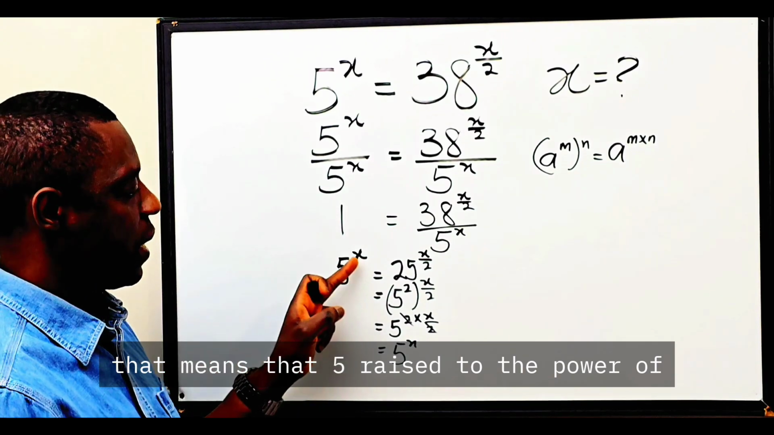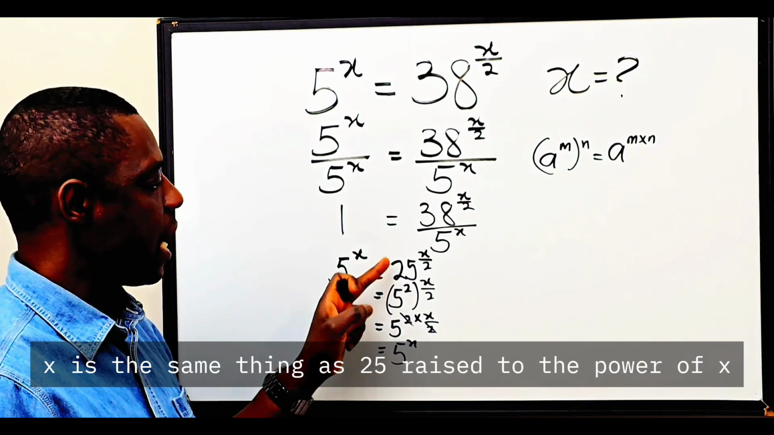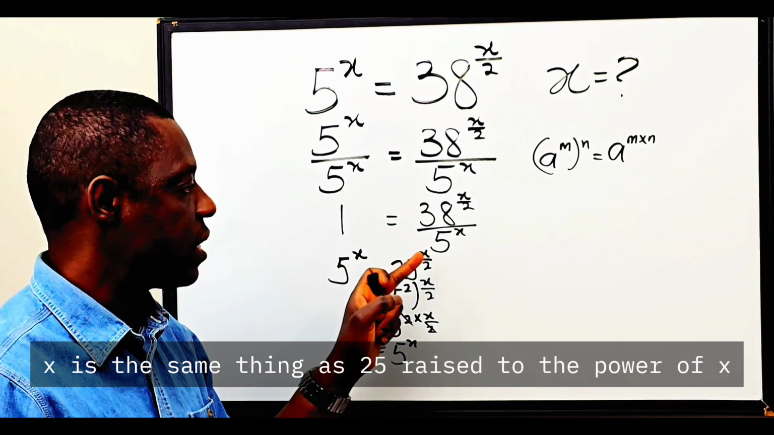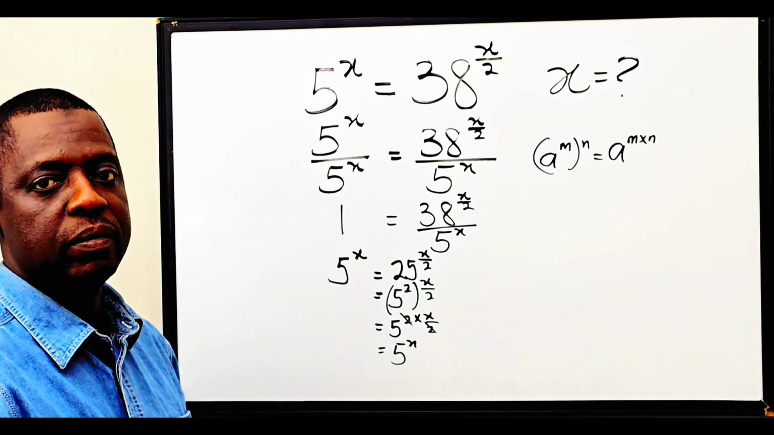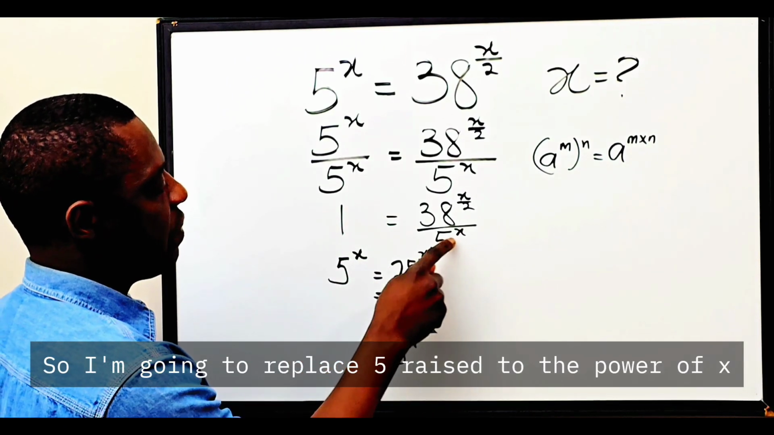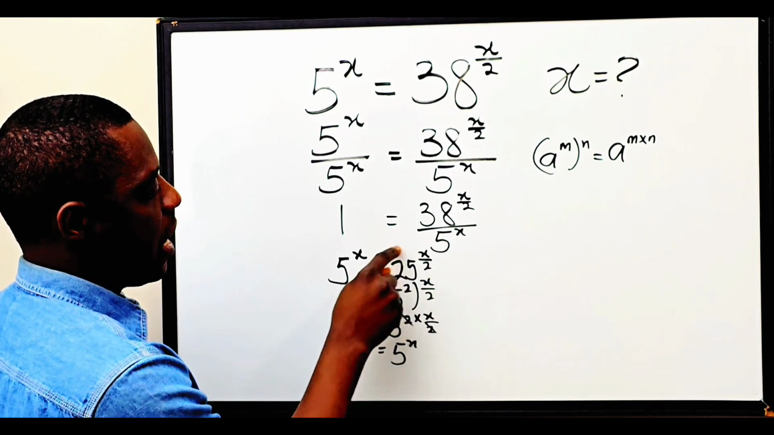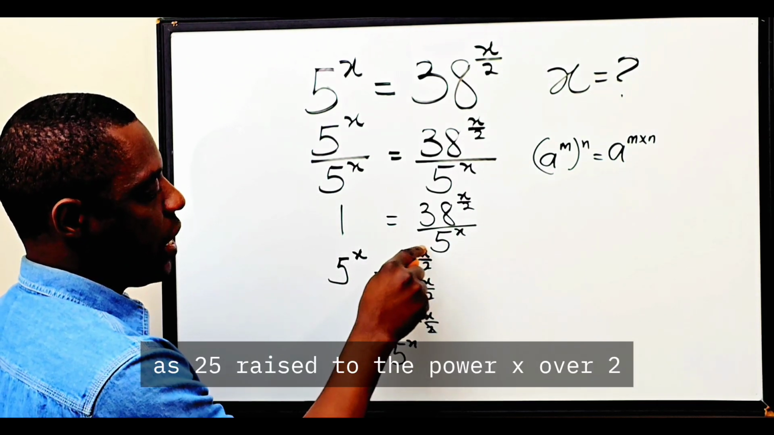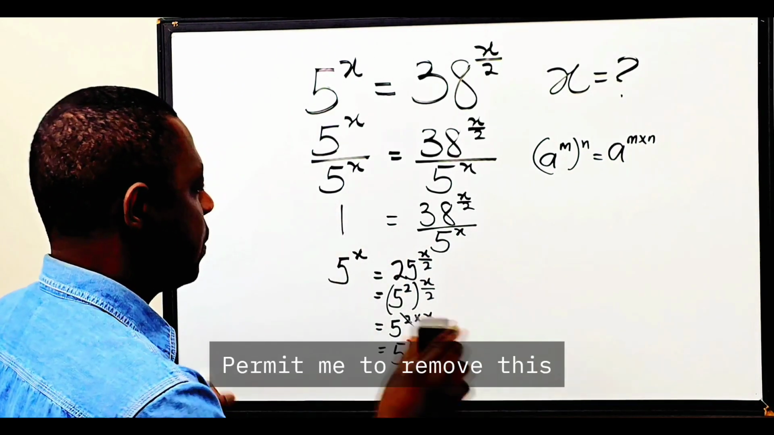That means that 5 raised to the power x is the same thing as 25 raised to the power x over 2. So I'm going to replace 5 raised to the power x as 25 raised to the power x over 2. Permit me to remove this.